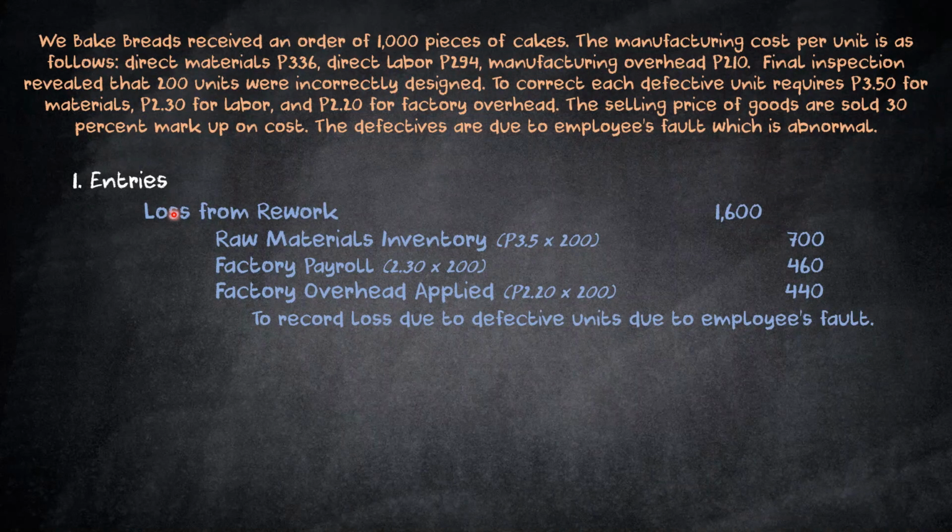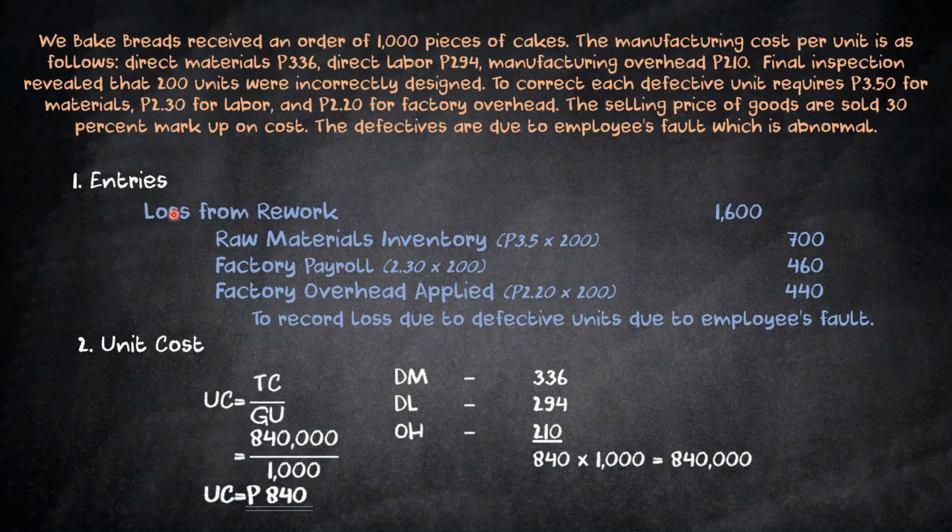So, tignan natin kung paano natin i-compute ang ating unit cost. So, kung mapapansin nyo po, same lang siya with the computation natin ng defective units charged to all jobs. Total cost lang din over good units, makukuha natin ang ating unit cost na 840 pesos. And yes, same lang po ulit tayo sa ating original manufacturing cost per unit. So, if ever na ang tanong sa exam ay abnormal loss, edi hindi na po natin kailangan mag-compute. Just add all the total manufacturing cost and then we're done.